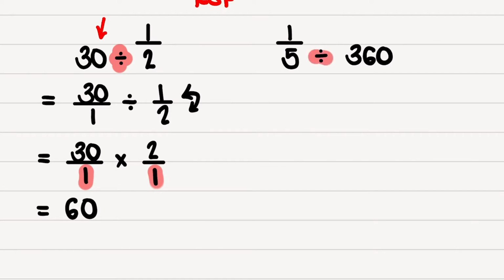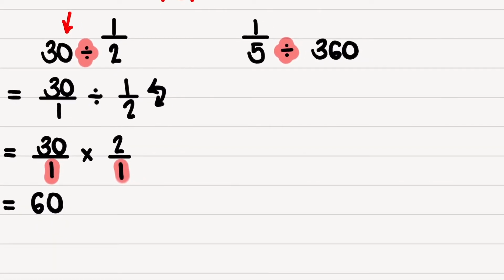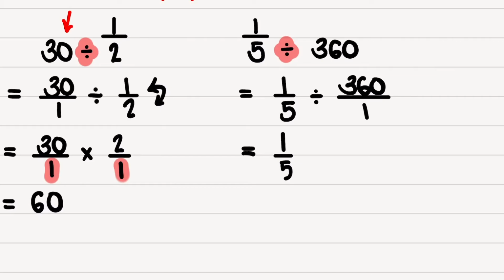Looking at the next example, I have a fifth divided by 360. So I'm going to keep everything the same by just changing the 360 into a fraction. So I'll have a fifth divided by 360 over 1. Now I'm going to keep switch flip. Keep the first fraction the same, 1 over 5. Switch the division sign to a multiplication sign and flip the other fraction.